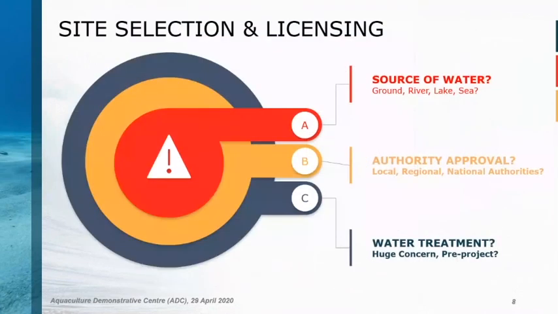The second major issue is site selection. We have 3 problems coming from the site, and there's also licensing. For the source of water, you have to decide what source of water you're going to use, and the authority approvals, like licensing. When it comes to licensing, there are local, regional, and national authorities that you have to apply to before the construction and get the legitimacy of your business.